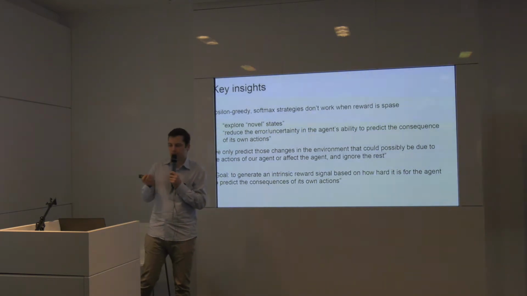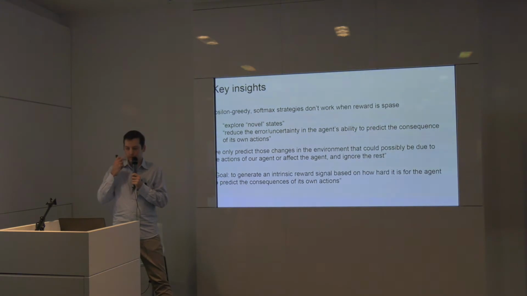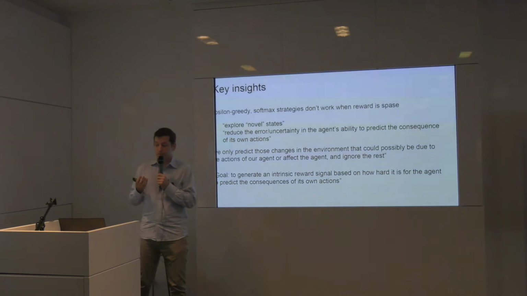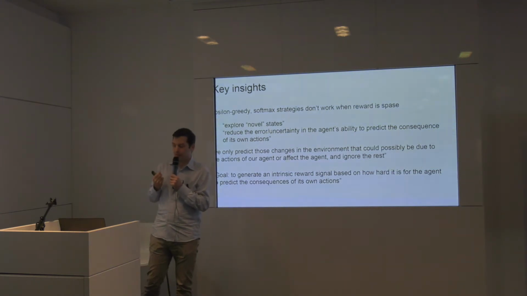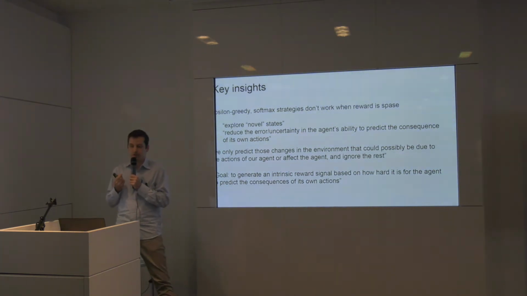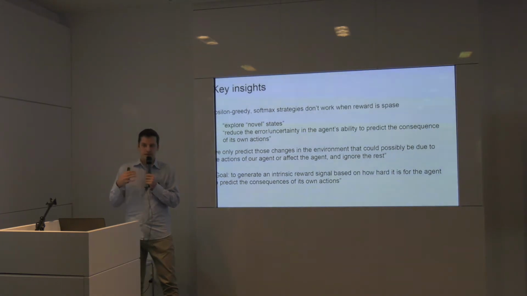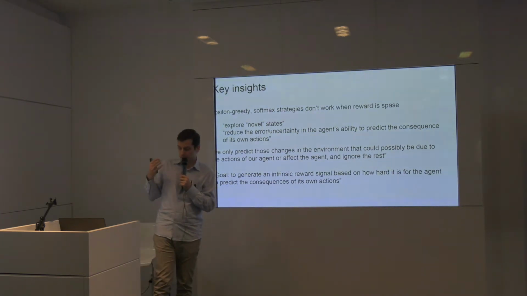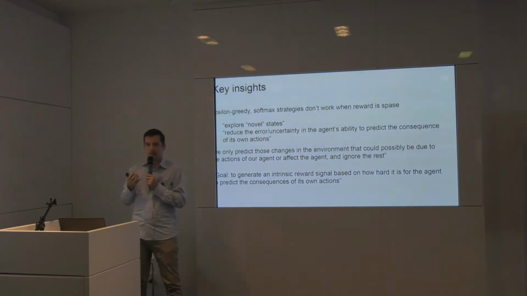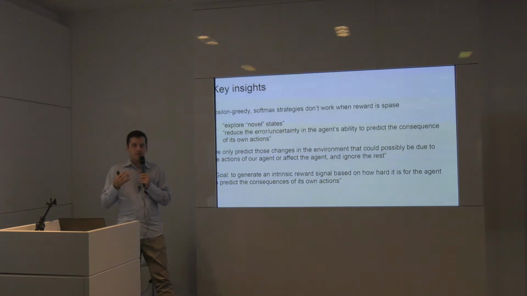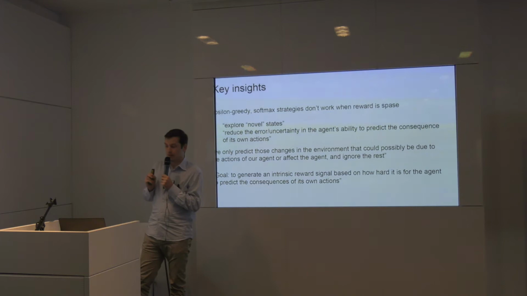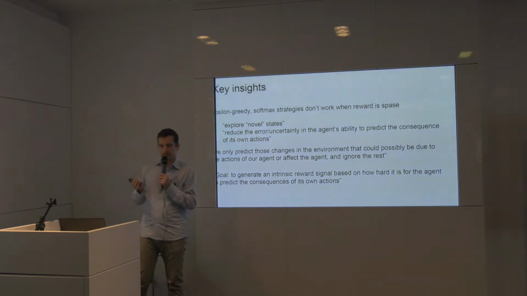It's simply not effective. So what you'd like to do is explore novel states, obviously, but you'd like to reduce the uncertainty in the agent's ability to predict the consequence of its own actions. So it's like the leaf problem. You'd like to exploit that sometimes you can affect the environment and sometimes you can't. So we only predict those changes in the environment that could possibly be due to the actions of our agent or affect the agent, and ignore the rest.